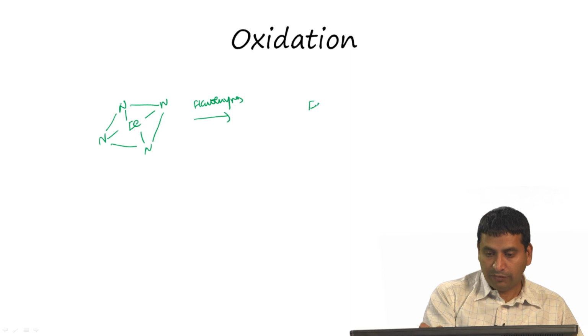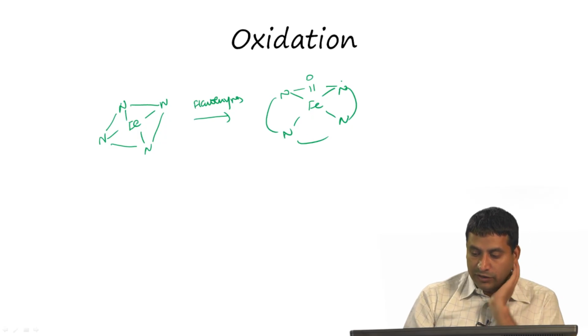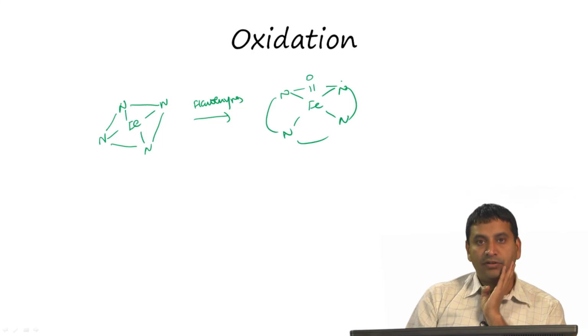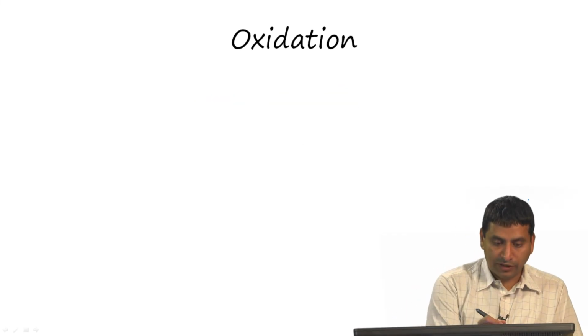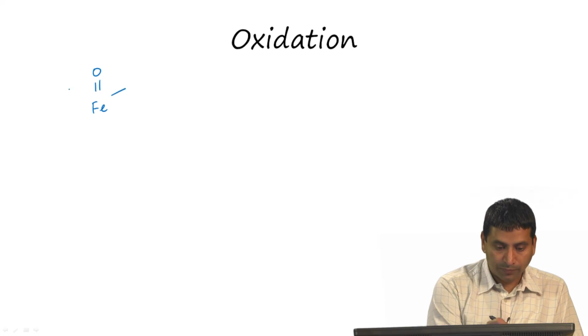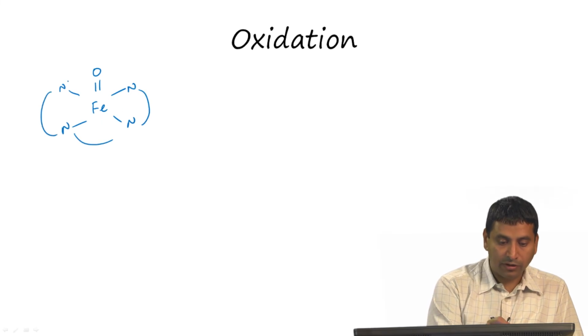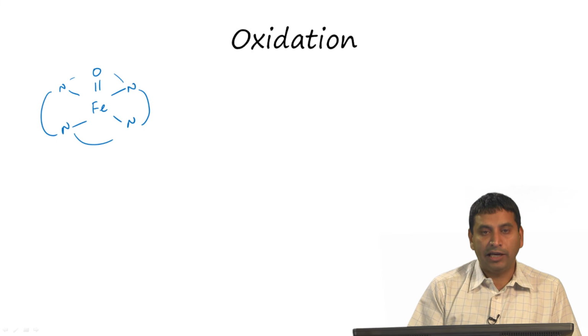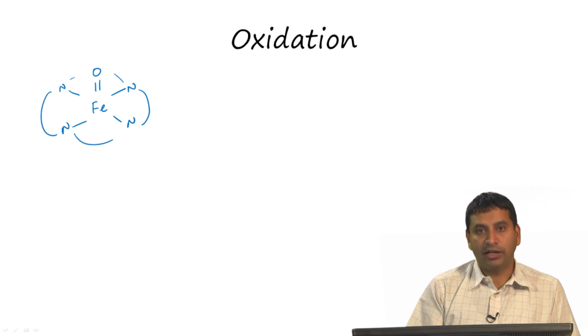to give you Fe=O with nitrogen, nitrogen, nitrogen, nitrogen, and this is the major species that is involved in oxidation. So, let us look at this species again. You have Fe=O with the porphyrin ring over here. Again, as I mentioned, this species is obtained from heme by flavin dependent enzymes.